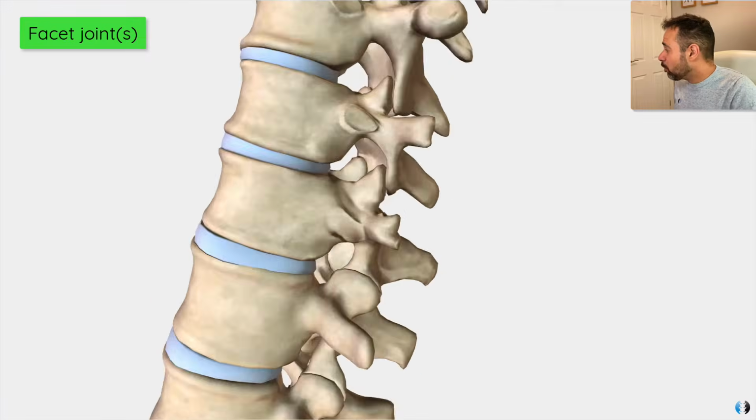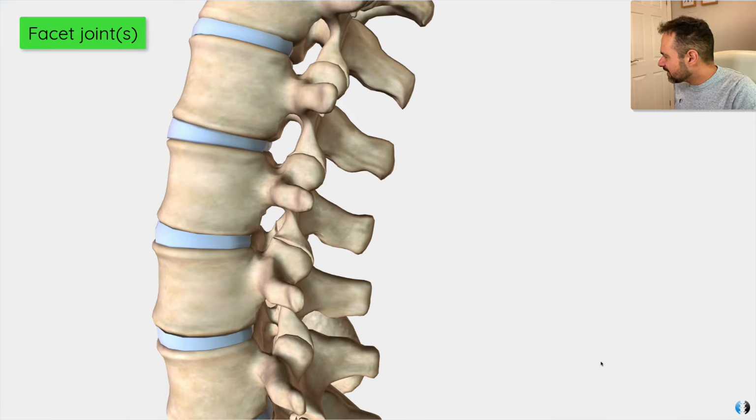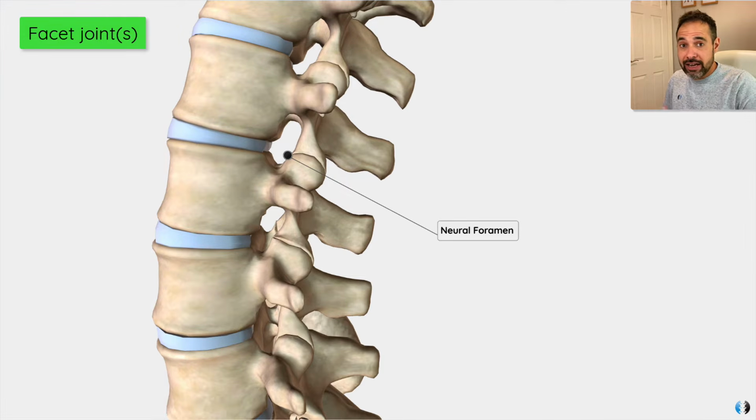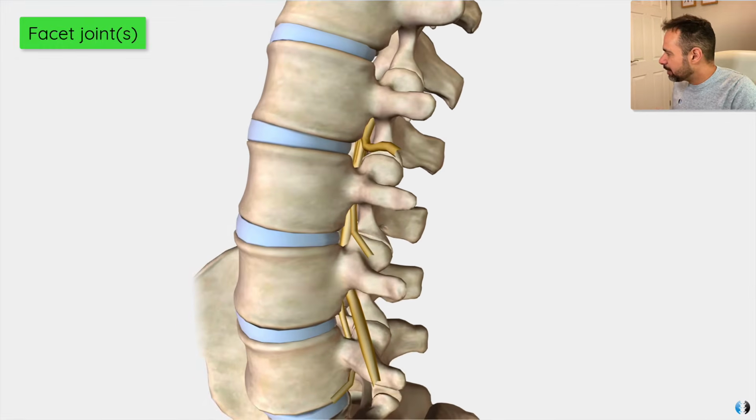Now, one really important feature of facet joints is that they create a little bit of a gap or opening between the different levels of the spine. These are called the neural foramen, or the neural foramina if you're talking plural. Effectively, this small gap, as you can see, is where a spinal nerve will run through before it exits the spine. That means that if there's a problem with the facet joint, it can impact on that little gap and therefore the nerve as well.